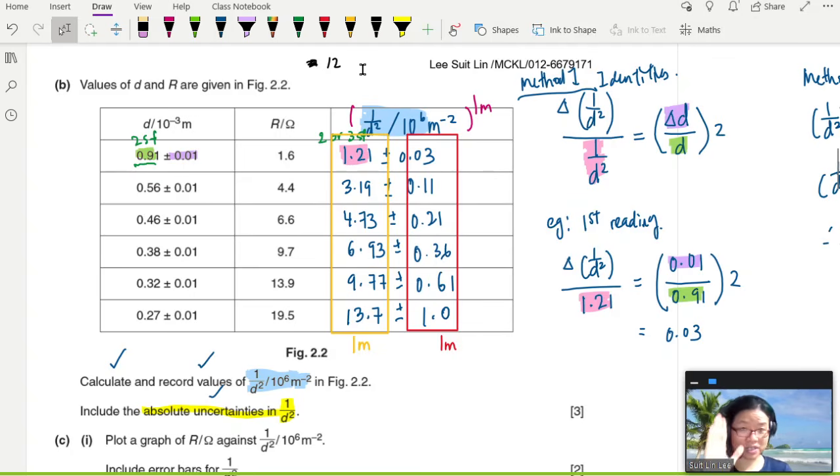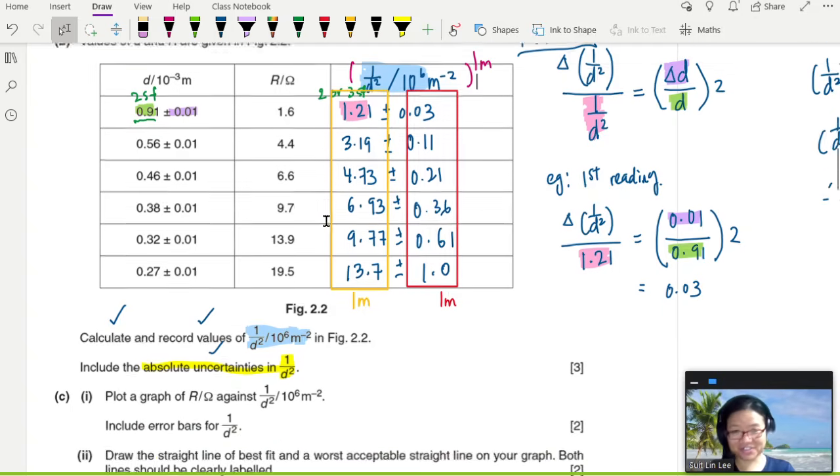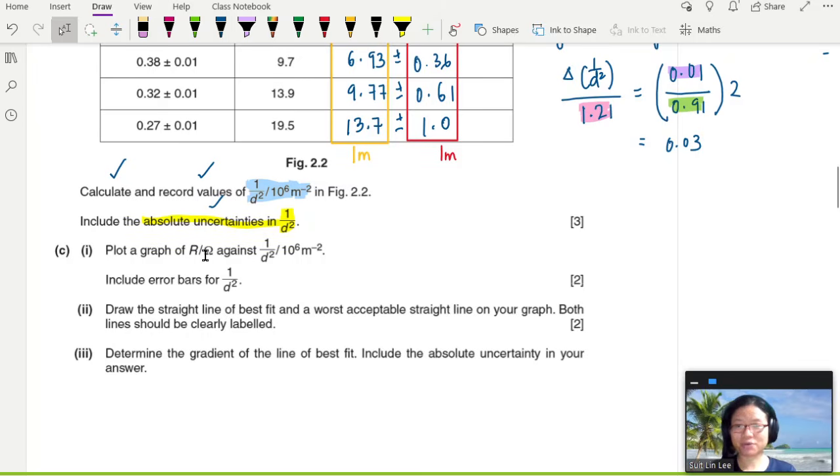Sometimes you might have actually several columns. So I chose the easiest question. Okay, there are harder questions, and as you level up, you will notice that sometimes people can plot the wrong graph. Then that will be a bit sad lah. Okay, include the error bars of 1 over d square. Okay, once again, I'm just going to do for the first value, and you do for the remaining 6 values.